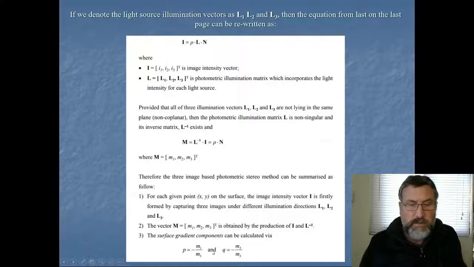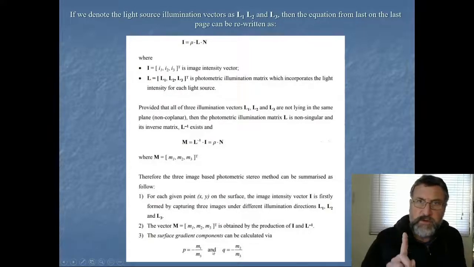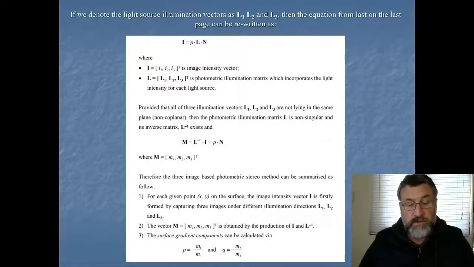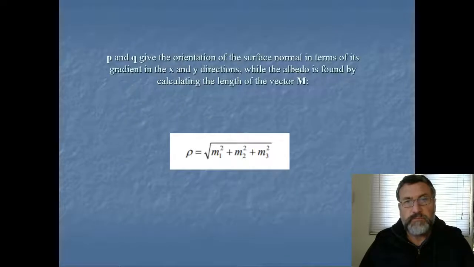We call it P and Q. They're the orientations of the surface normal vector. Okay, that's how you work them out from that. And I put all this onto Blackboard, so you can go through it at your own pace and have a look through.